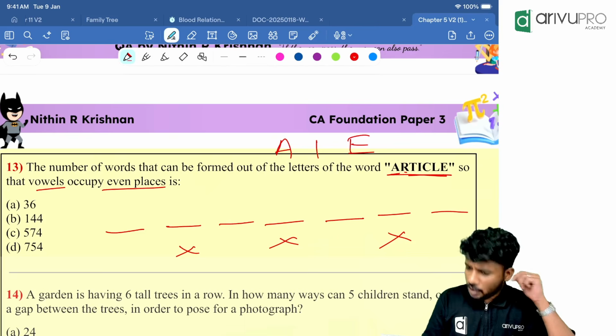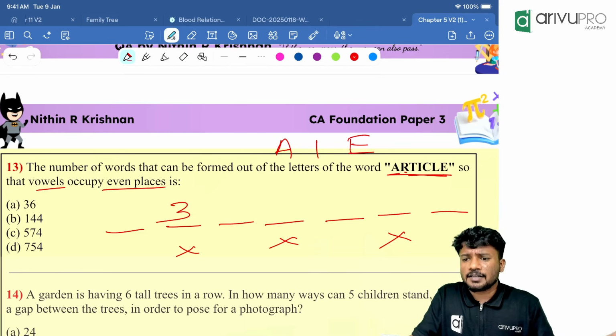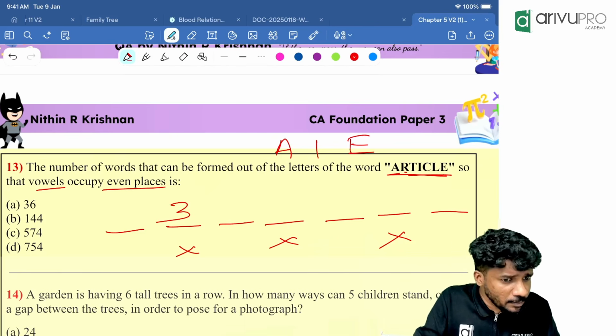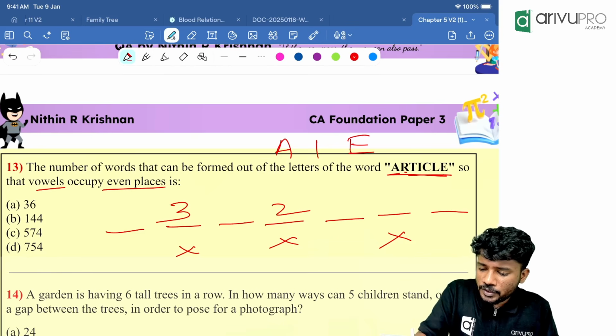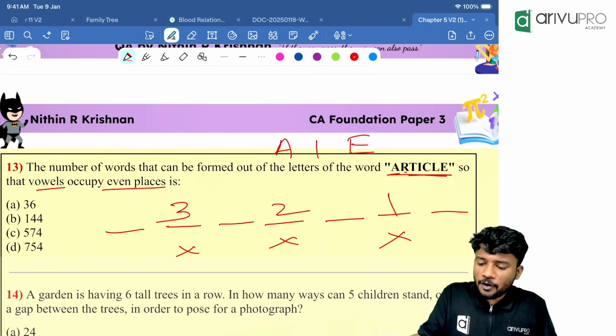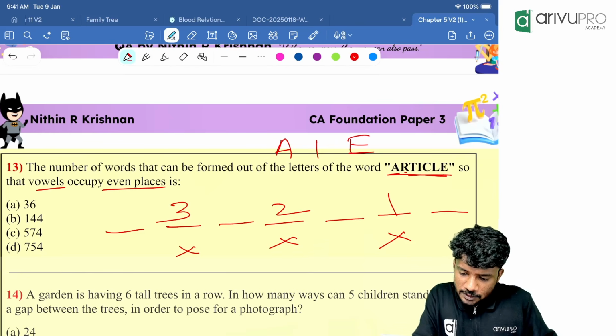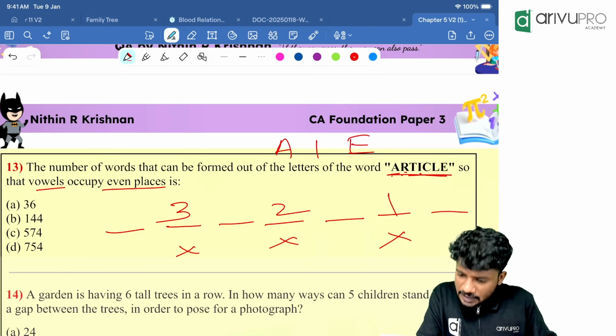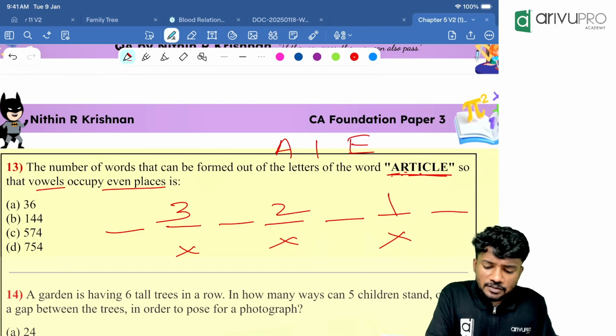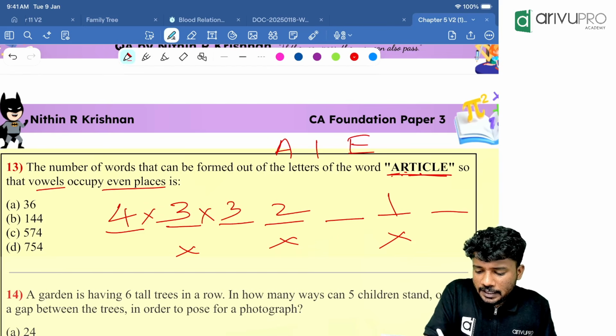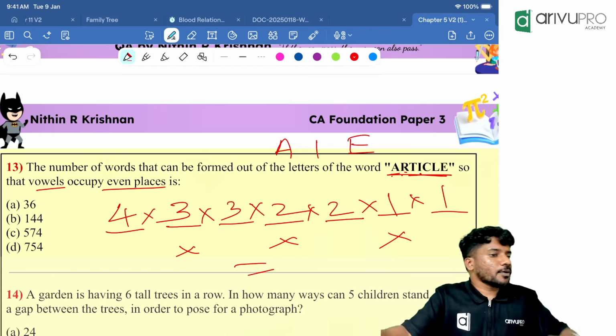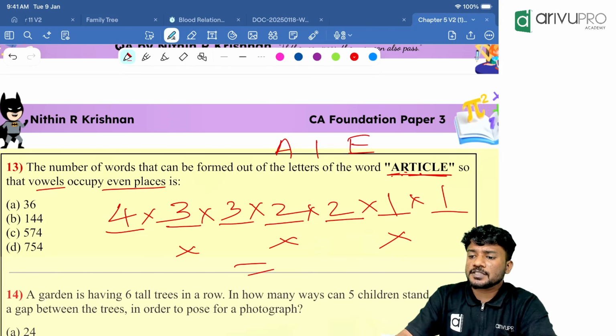So, 3 alphabets from the vowels can sit in the even places. So, 3 into 2 into 1. Then how many remaining are there? 4 are there: R, T, C, and L. So, 4 into 3 into 2 into 1. Just take the product and get me the answer. How much is the answer, people?